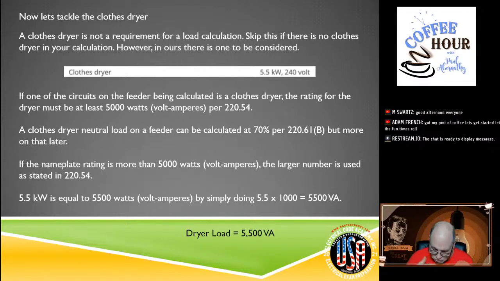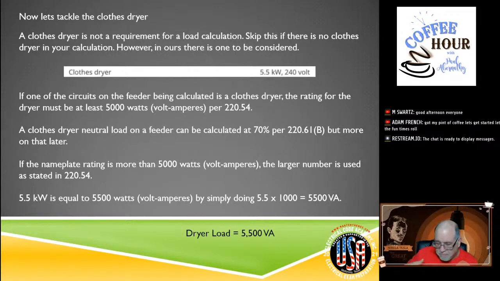What does it say? 220.54 says the load for household electric clothes dryers in a dwelling unit shall be either 5,000 watts, and you notice it has VA in parentheses, again to remind you that they're synonymous. In calculations, we can utilize VA, and we always like to get to VA ultimately. It says, or the nameplate rating, whichever is larger for each dryer served. Now, we don't have to go to the table for this, because the table says 1 to 4, you got to take them at 100% anyway. So we're not doing a calculation.